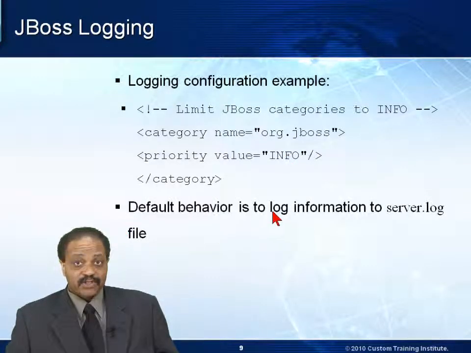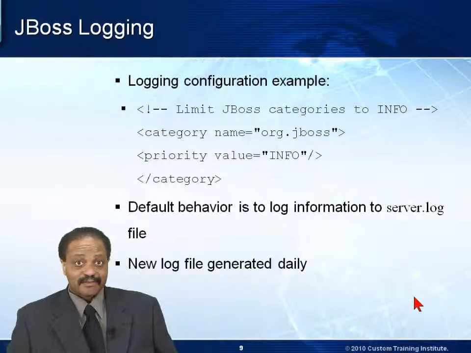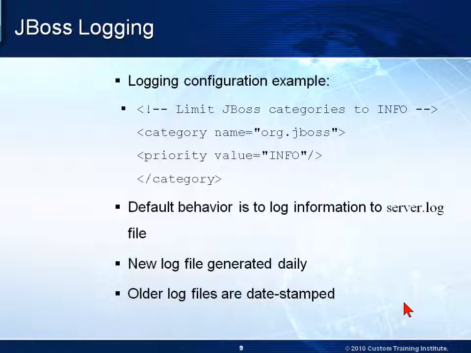The default behavior is to log all this information to a file whose name is server.log, logged in the same directory. The additional behavior is that a new server.log file will be generated on a daily basis, so that it normally turns over every 24 hours. Older log files will be date stamped, so once server.log turns over, the previous log file will be date stamped, so you'll always know what server.log file you're looking at.